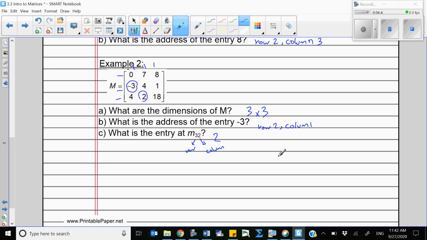So if I ask you what is the entry at M, let's say 3 and 1, we can write it as the first number represents the row number, the second one represents the column number. So entry at 3 and 1 is here. It's equal to 4.